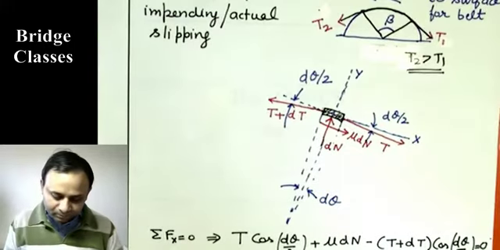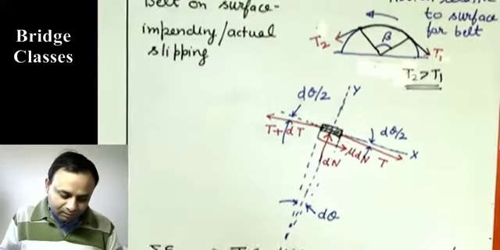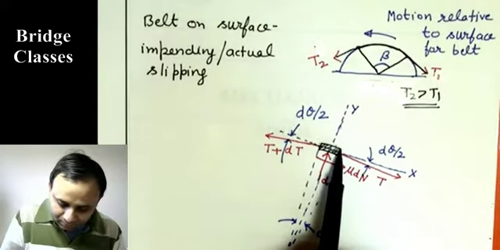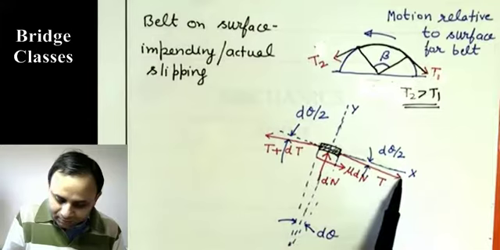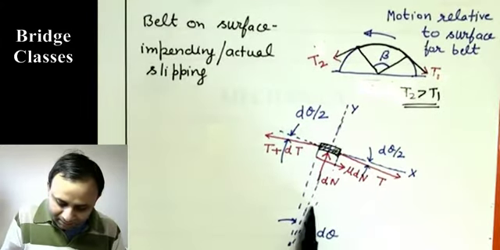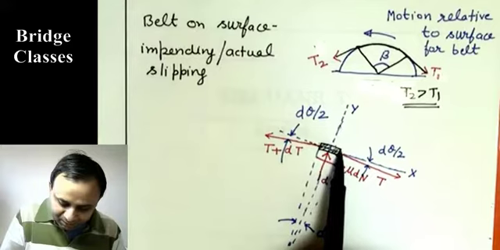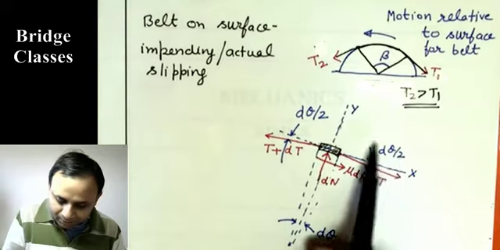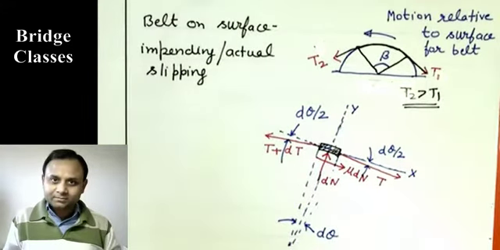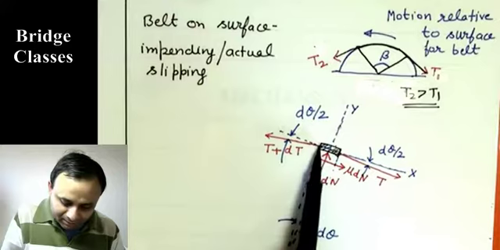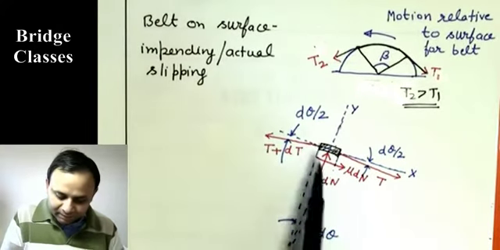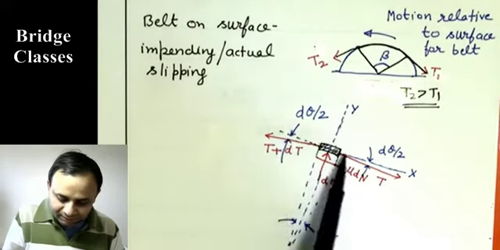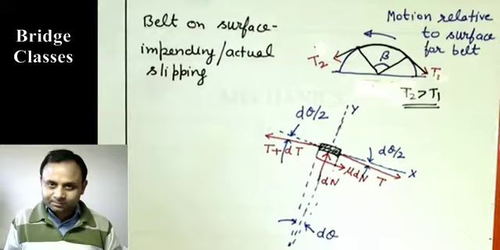Now what are the forces acting on this? There is tension T right here, and because this angle is half d theta and tension will be perpendicular to the radial line, tension acts in this direction, at an angle of half d theta from the x direction. Tension here is T plus dT, and that is perpendicular to this, so again it will be at an angle of half d theta from the x direction. So those are the tensions.